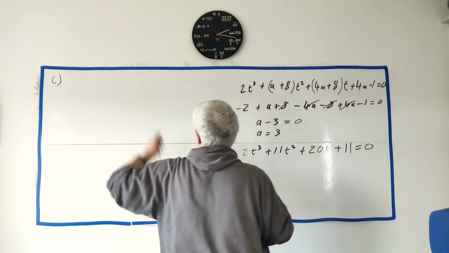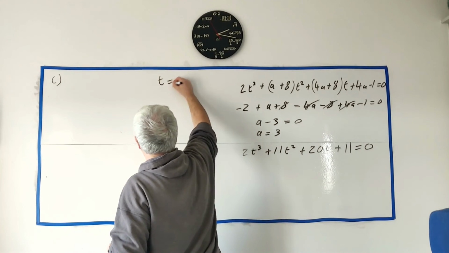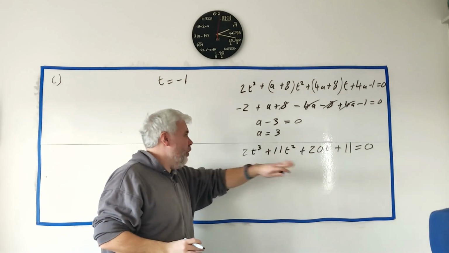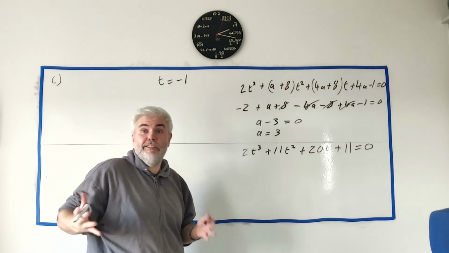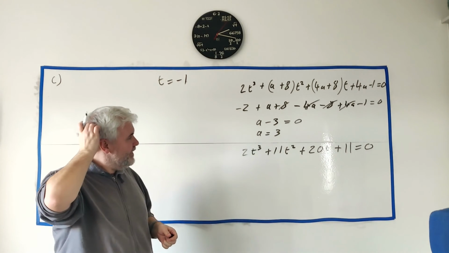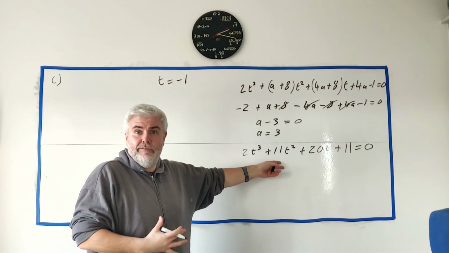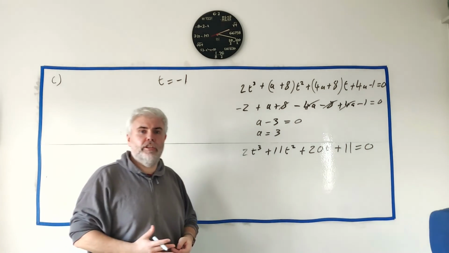And I rubbed it out there. They already told us the solution, t equals minus 1. They're saying show that that's the only solution to this equation. So that's basically what they're asking. Another way to say that is factorize this, find the solutions. So that's a common question in the exam.